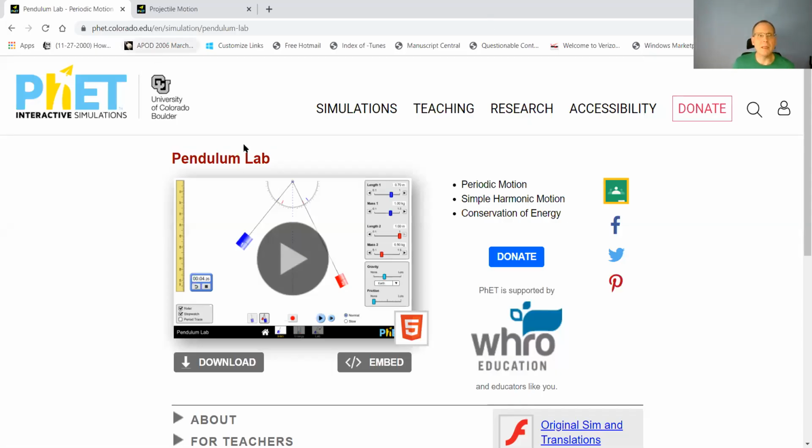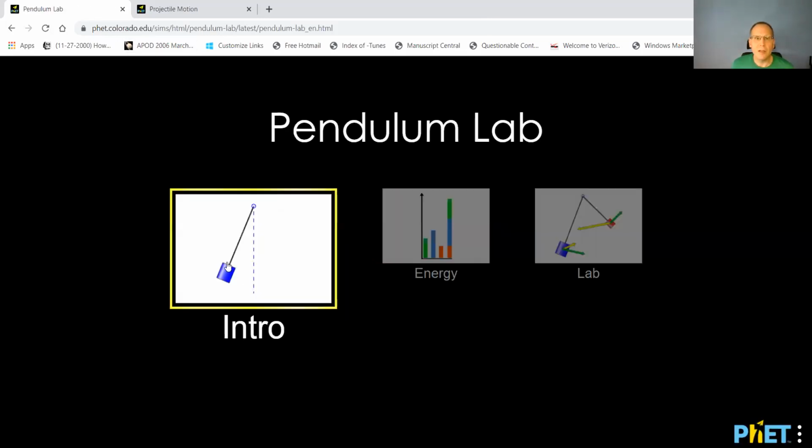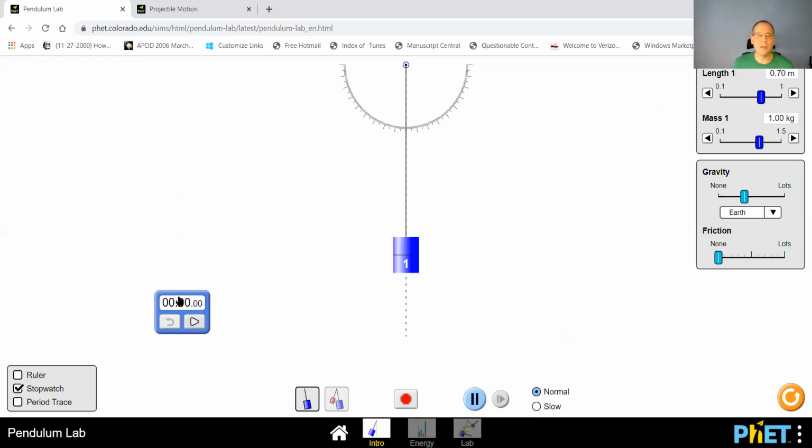Okay, so remember, here is the pendulum. So we start the pendulum. You can just choose intro, that'll be fine. We don't need the ruler. Remember, you do need the stopwatch. Generally, you want to bring the stopwatch over by the play button or the pause button.